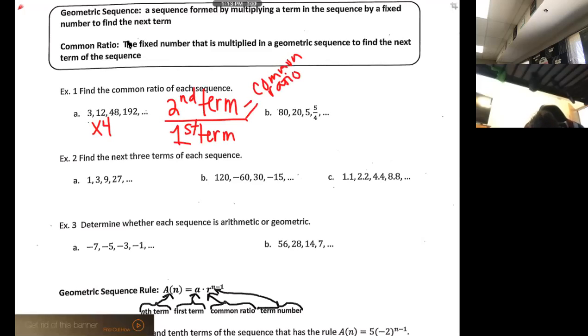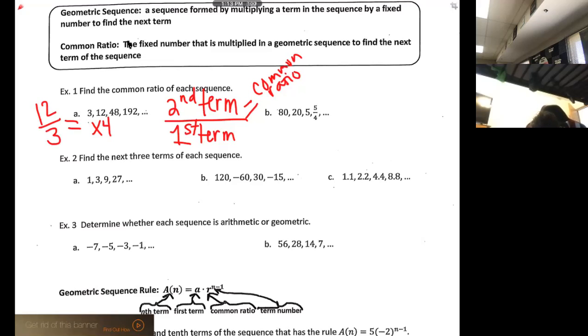So if I hadn't seen this from trying to figure out, okay, 3 times what equals 12, I could go backwards and say 12 divided by 3, that equals 4. That's my common ratio. Okay, so if we look at letter B, it's not quite as obvious, is it? No. 80, 20, 5, 5/4.